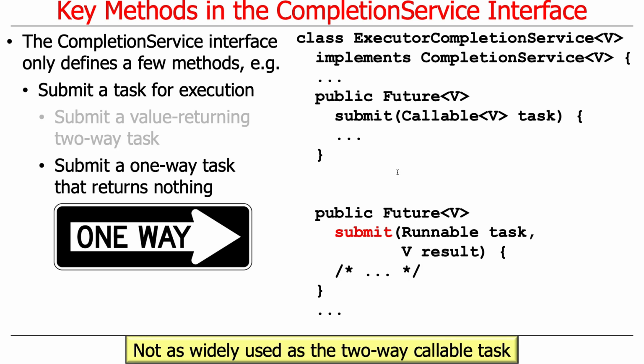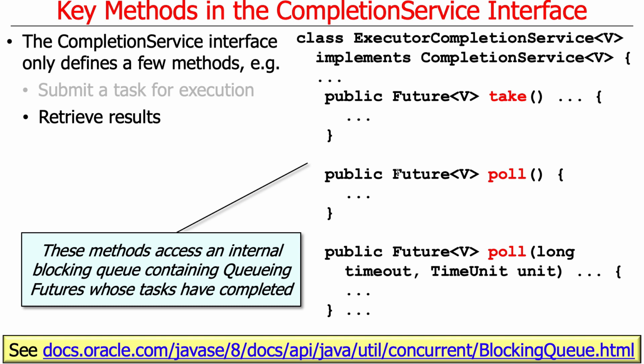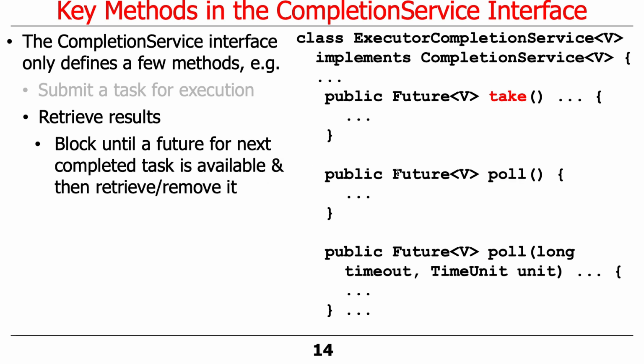There's also a way to submit a runnable that doesn't return a value. It implements the runnable interface, and we very rarely use that. Much more interesting to do two-way calls because you get the results back. How do you get the results back? Well, there are 3 methods, take and 2 versions of poll. Internally, as we'll see when we get into the internal discussion of this class, there's a blocking queue that's used to keep track of the results as they finish up. And that's what is then feeding the results of take and poll.